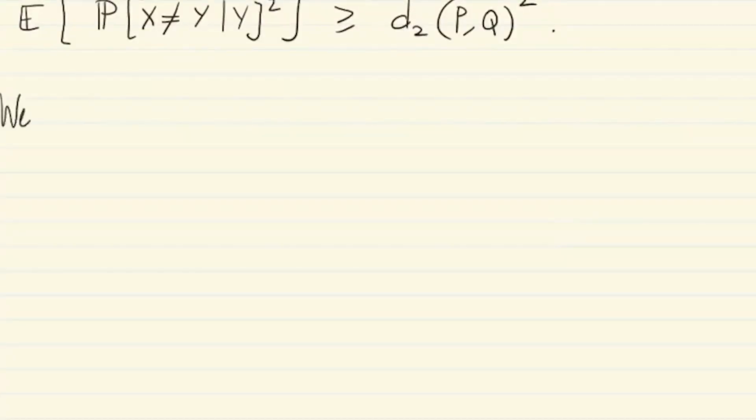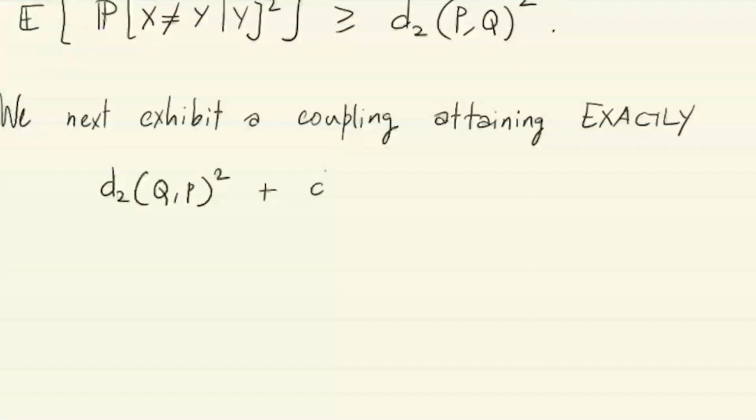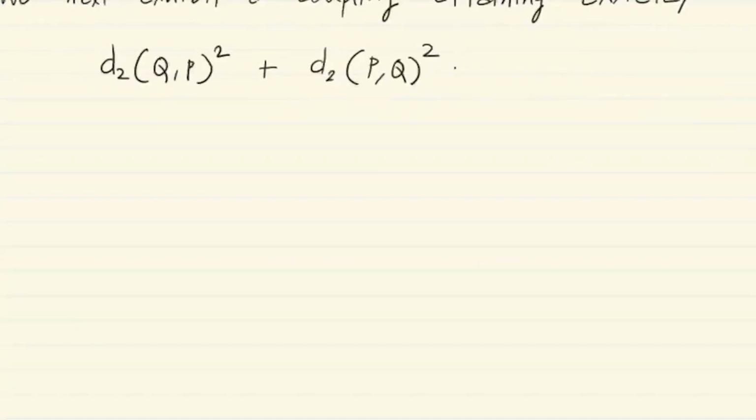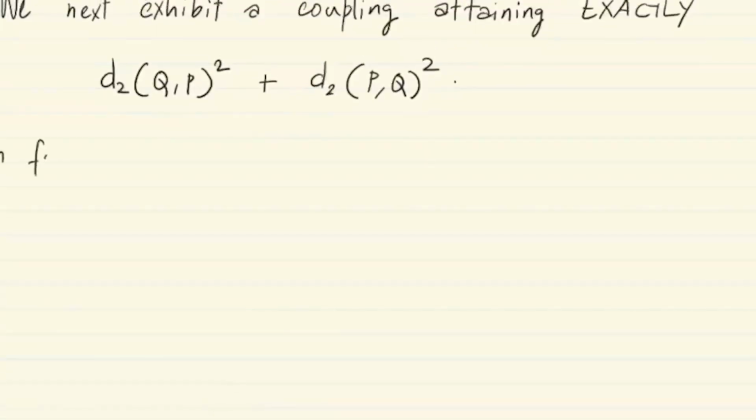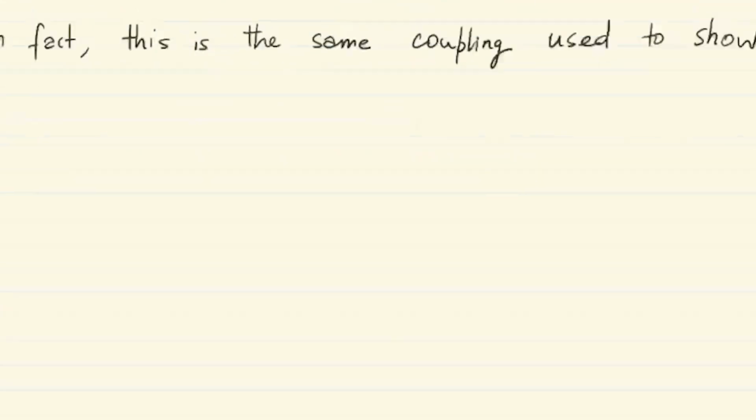So we next exhibit a coupling attaining exactly D₂(Q‖P) squared plus D₂(P‖Q) squared. And what is this coupling? In fact, we can reuse the same coupling that we used to show the maximal coupling lemma. This is the same coupling we used to show the maximal coupling lemma.